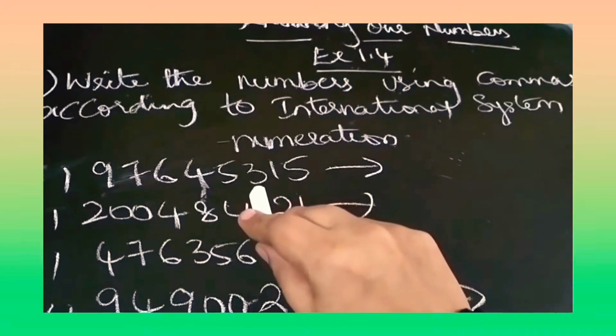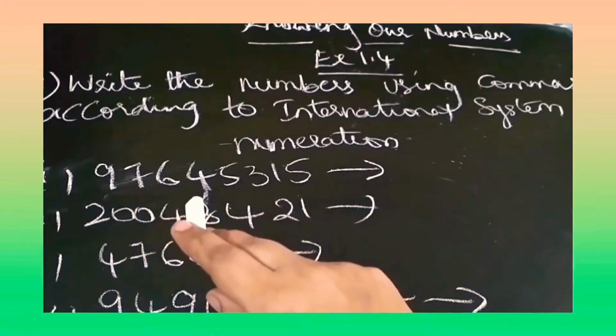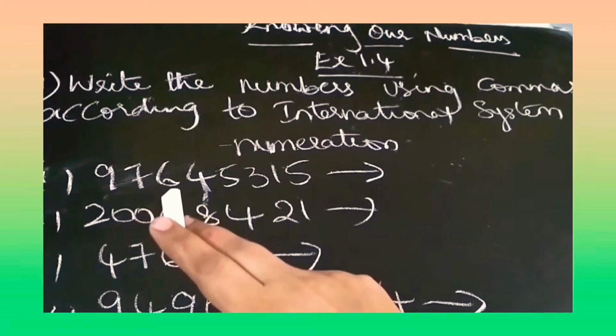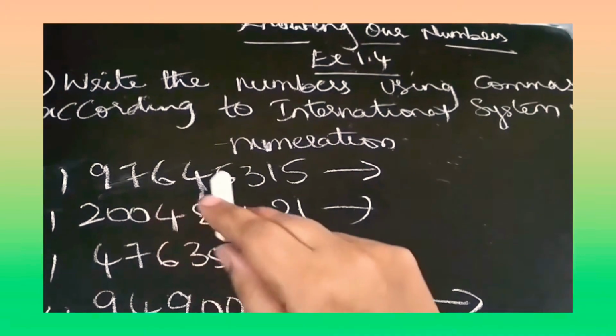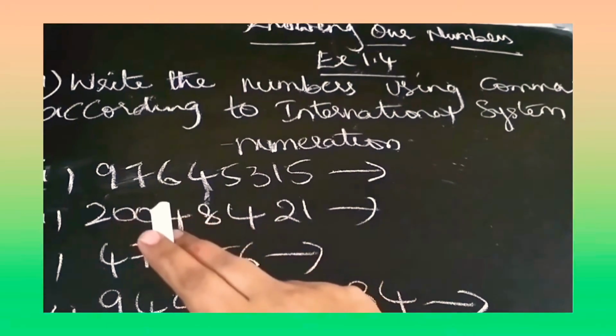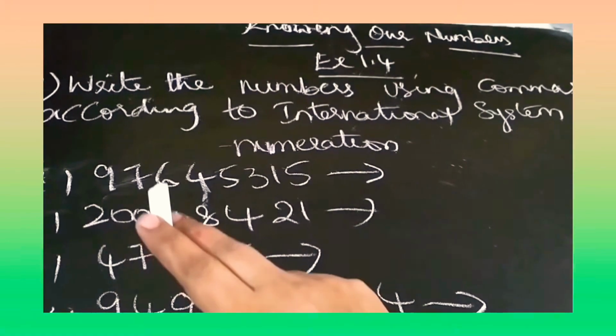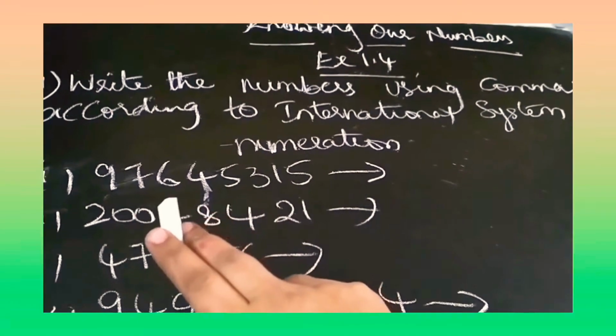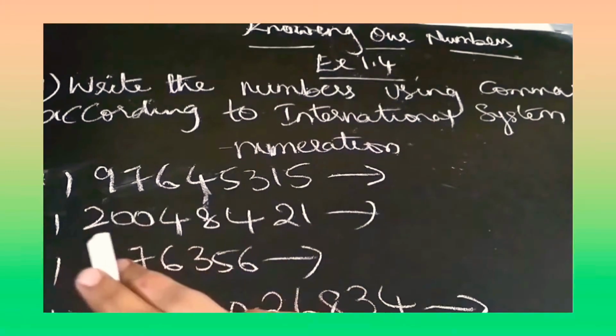Ones, tens, hundred, thousand, 10,000. In the Indian system lakh is there, but here in the international system what you have to take? Thousand, 10,000, 100,000. Instead of lakh you have to take 100,000. Lakh is not there in the international system. Then million, 10 million.